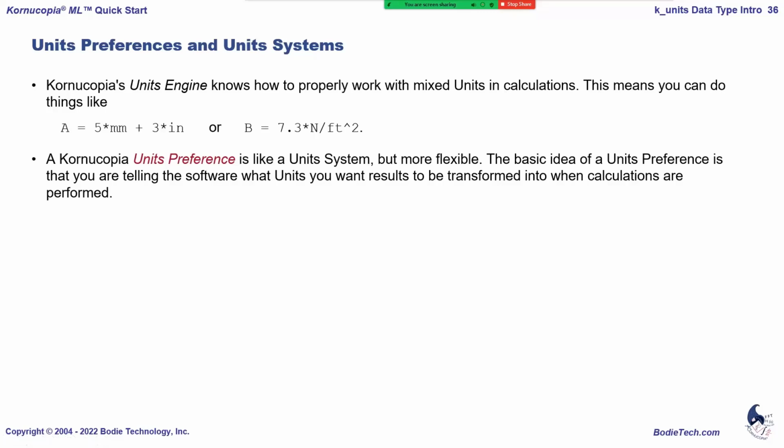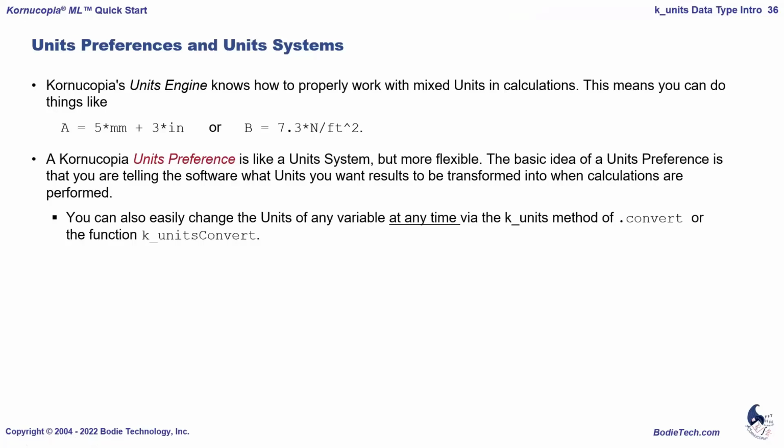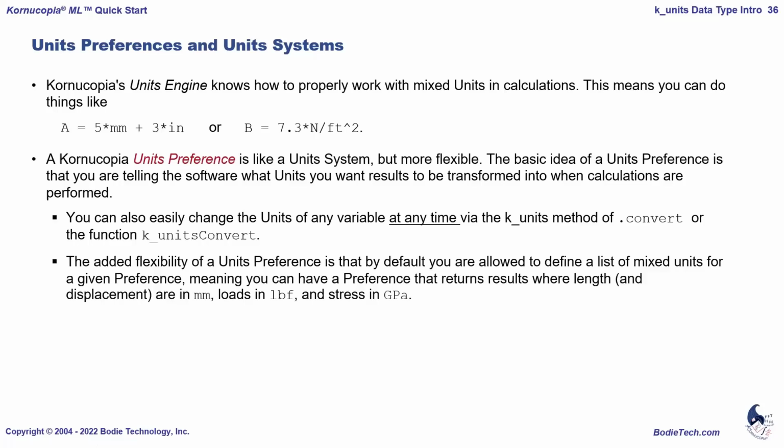So a unit preference is like a unit system, but it's much more flexible. In a unit system, everything is strictly related to each other so that it's all consistent. In a unit preference, you can have inconsistent relationships. So you can have a unit preference that says I want length to be in terms of inches, but I want forces to be in terms of newtons. You can do that kind of thing with a unit preference, and Kornucopia will handle that all perfectly fine. So this is just what I just referenced.